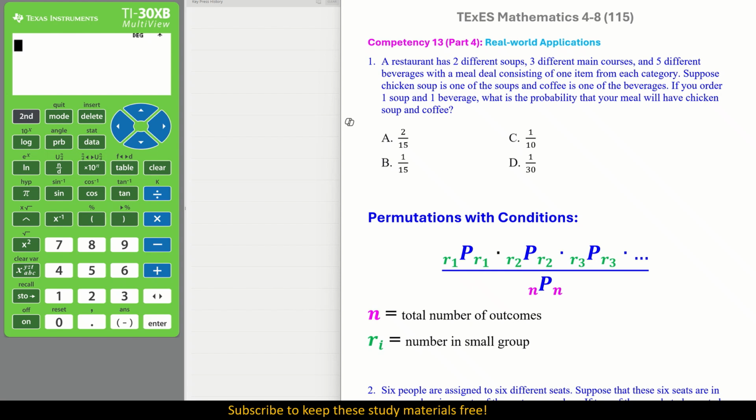What they're really saying is, we're only concerned about the probability for the soups and the probability for the different beverages. So our concern is one particular one out of the 2. But for the main course, we don't care. So it's any of the 3 out of the 3. Well, that's 100% chance, which equals 1. And then for the beverages, 1 out of the 5.